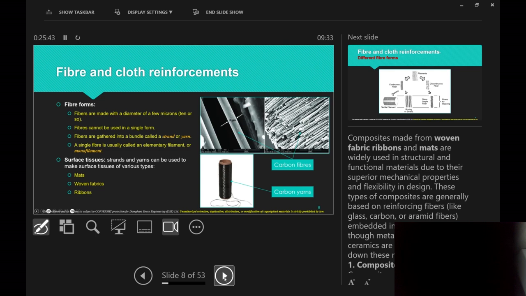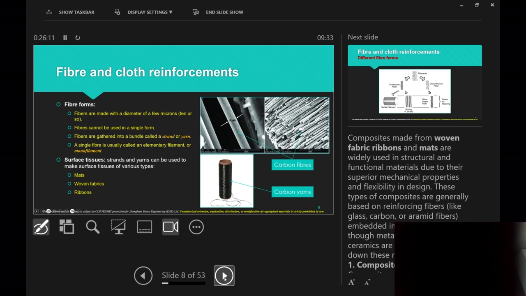So another classification is based on the fiber. We talked about the matrix form, now the fiber forms. The fibers are essentially like carbon fiber. The diameter of the fiber is on the order of micrometers, in this case 6 micrometers. They can't be used as structural reinforcement as they are, so we need to bundle them together to create what they call a strand or yarn.